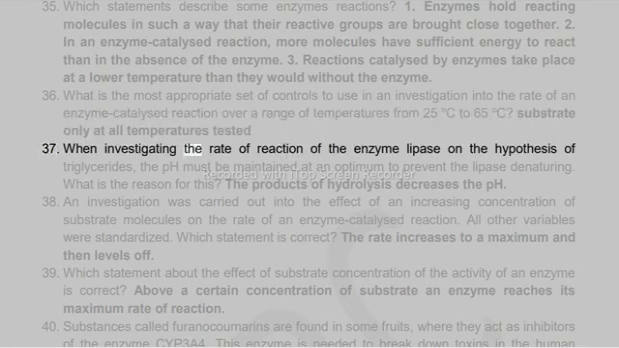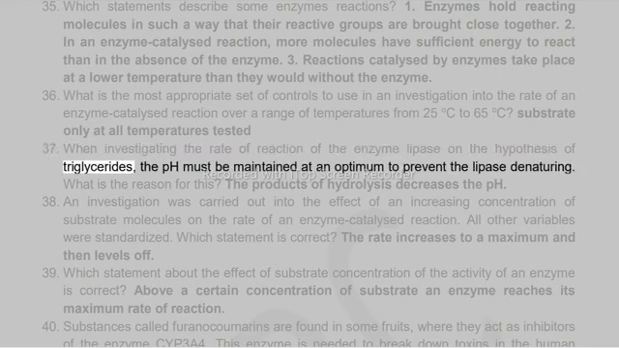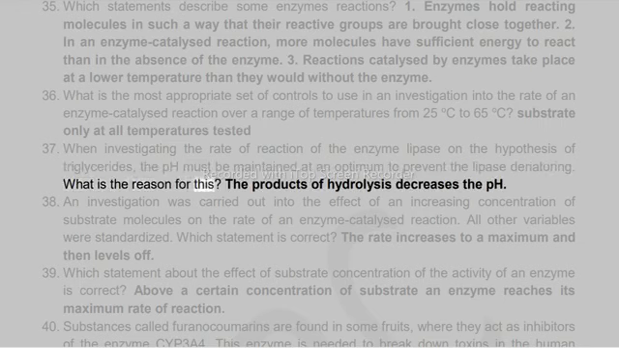When investigating the rate of reaction of the enzyme lipase on the hydrolysis of triglycerides, the pH must be maintained at an optimum to prevent the lipase denaturing. What is the reason for this? The products of hydrolysis decrease the pH.